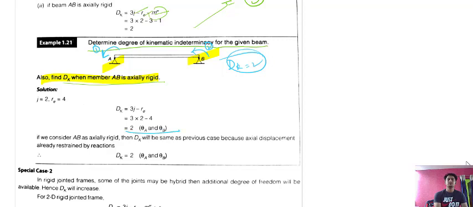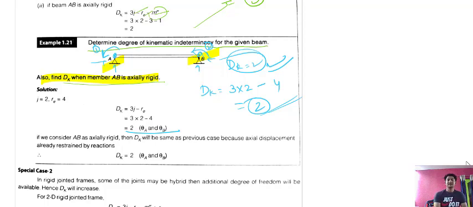Now if you want to put it in the formula, the number of joints will be 2. The formula of Dk is 3j minus Re, where j is 2 and the external reactions are 1, 2, 3 and 4. So 4 are the external reactions. So 3 times 2 is 6, minus 4, gives 2. So the value is 2. You can see directly the answer is the same as using the formula.